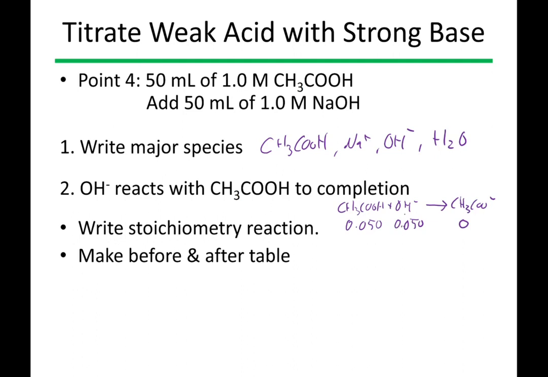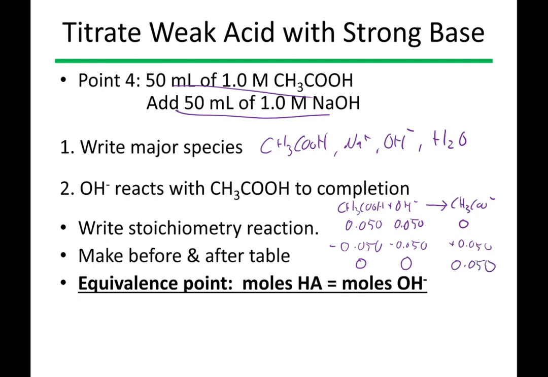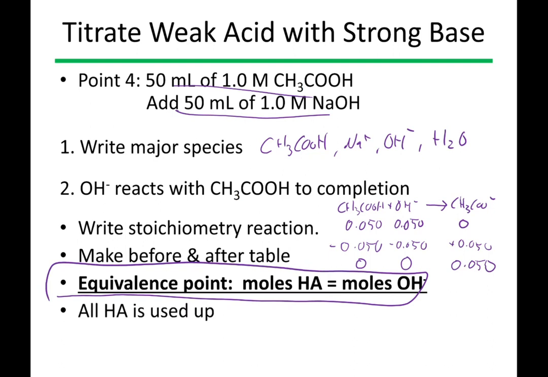And you'll notice, since we have as much base as acid, both of them are going to be reacted to completion. So in this case, we end up with none of the weak acid. We've used up all the base, and we have just acetate left over. Again, this will be called the equivalence point, where the moles of the strong base are equal to the moles of the initial weak acid. In this case, all of the weak species is used up.